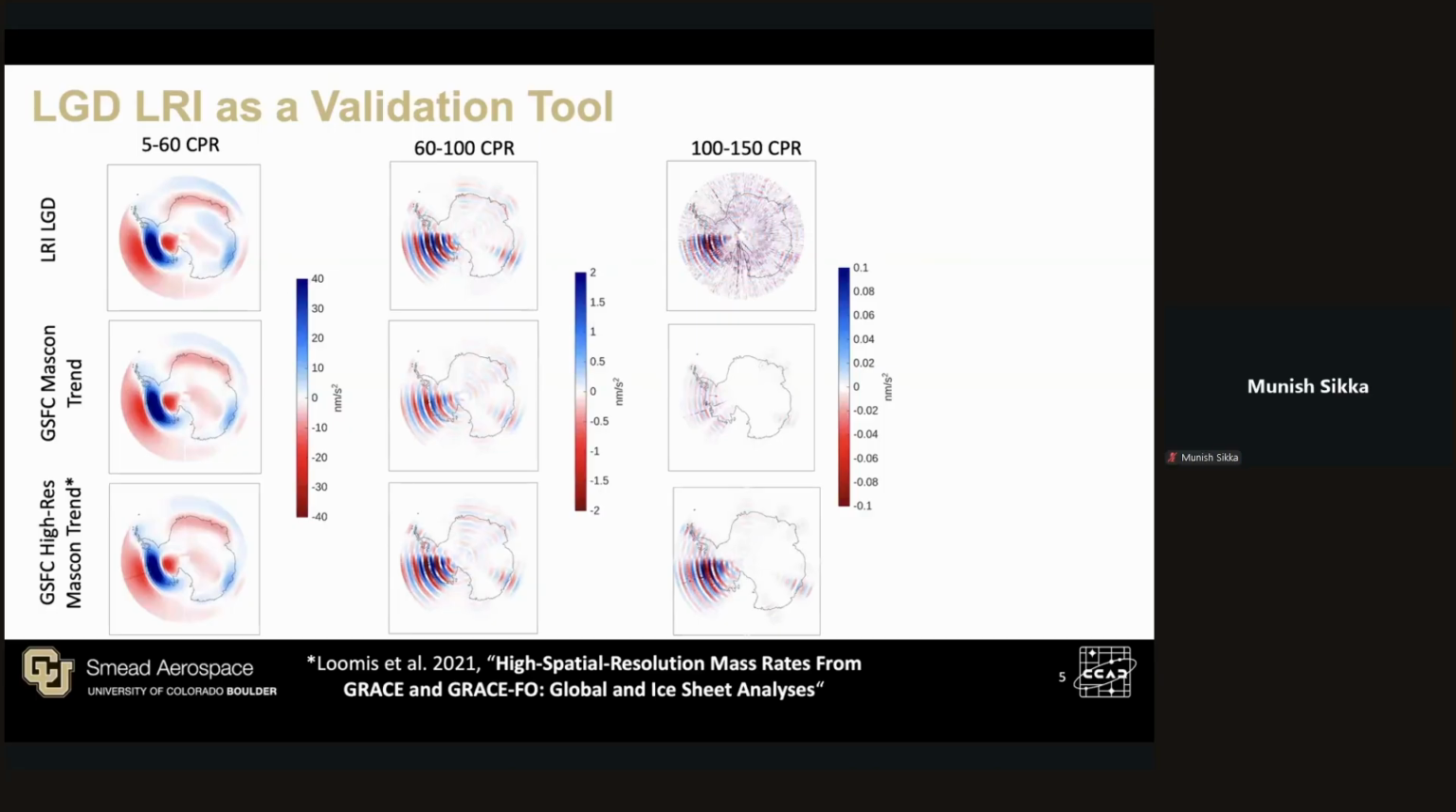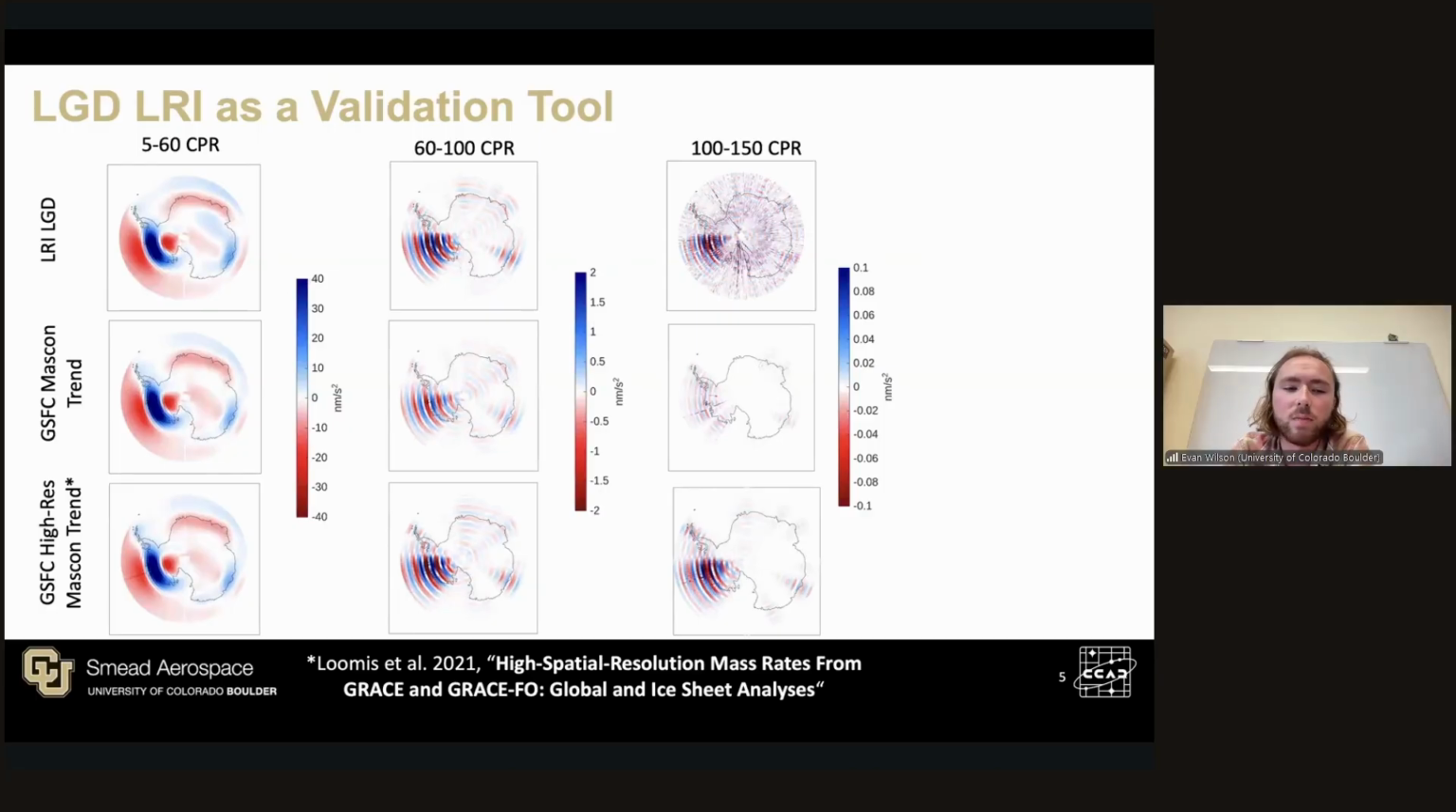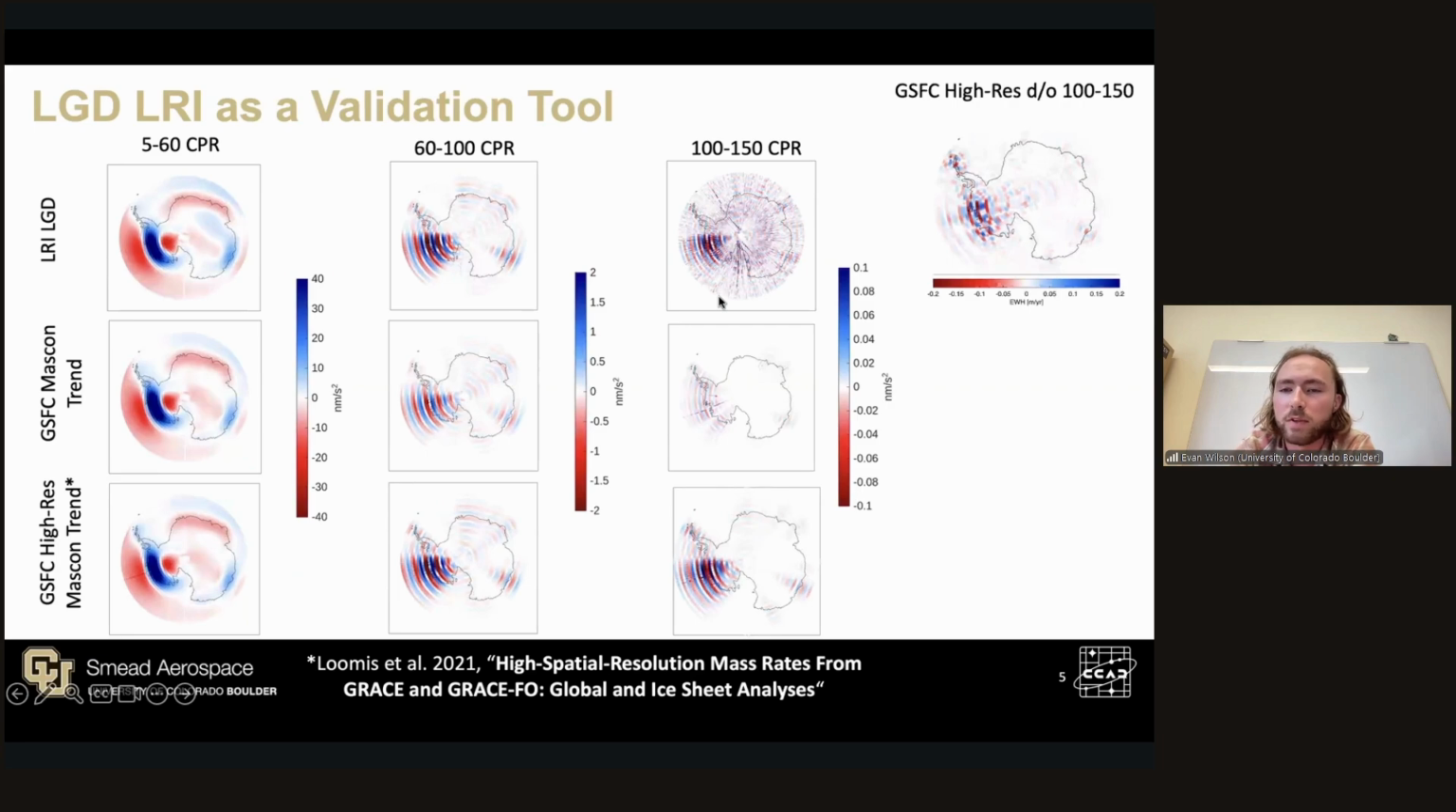We see that the magnitude of the standard mascon trend is much lower than the high resolution mascon trend. And the LRI LGD validates that amplitude, which is very cool to see. And just to put it in perspective, these very high spatial resolution components still have very significant amplitude. If you just plot the spherical harmonics from 100 to 150 from the high resolution mascon trend, you get that the equivalent water height is still about 0.2 meters per year, which is very significant.